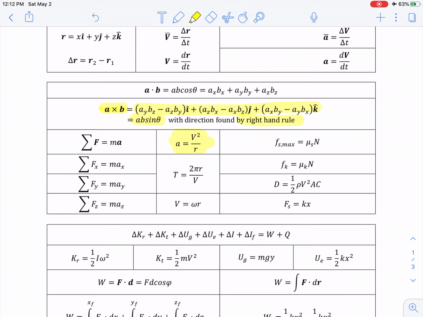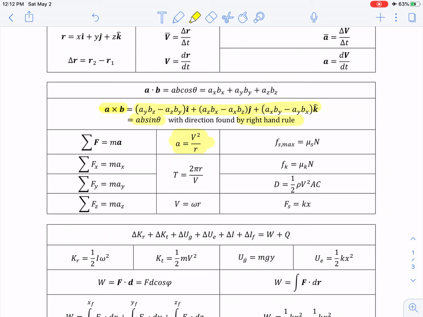And this is the centripetal acceleration for uniform circular motion. There's only radial acceleration, and that radial acceleration is defined as v squared over r. V is the tangential speed of the object going through a circular motion, and r is the radius.